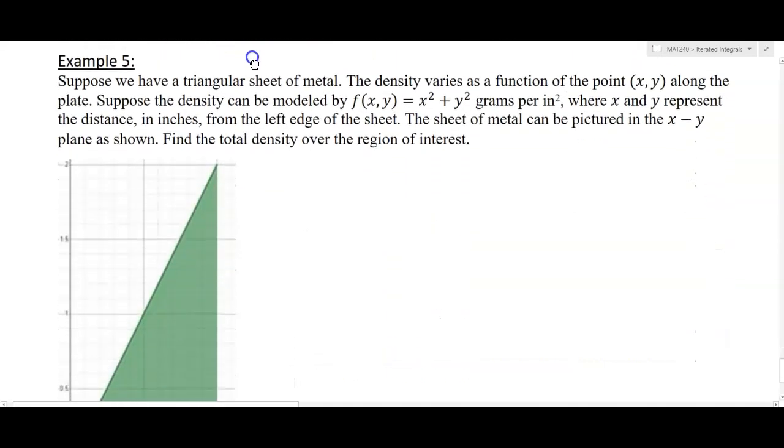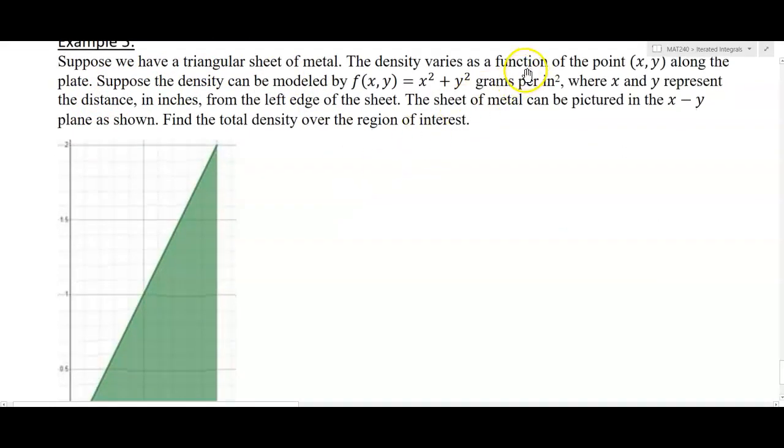So to take a look at the application of this, suppose we have a triangular sheet of metal. The density varies as a function of the point (x, y) along the plate. Suppose the density could be modeled by f(x, y) = x² + y² grams per square inch.